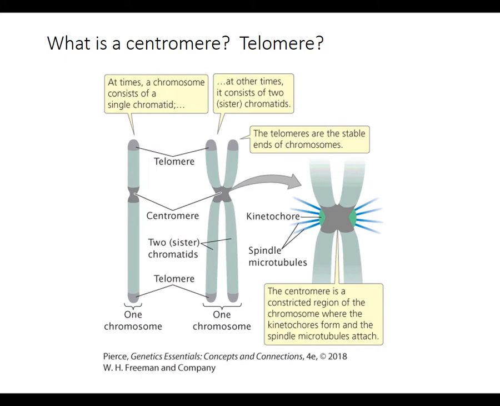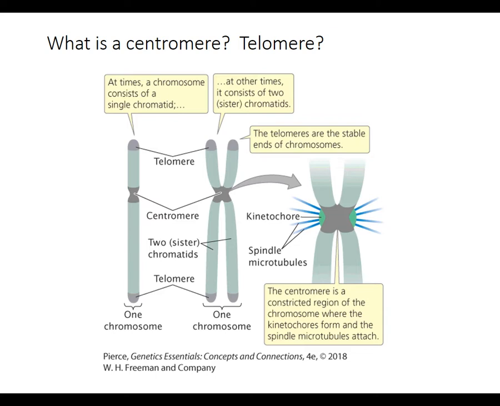Now there are parts of chromosomes. One part is called the centromere, and that's where the spindle fibers will attach during cell division. There's a little protein apparatus called the kinetochore that attaches as well right at the centromere. The centromere is composed of DNA. The kinetochore is some proteins that attach to the DNA. And then at the ends of the chromosomes, we call those the telomeres.